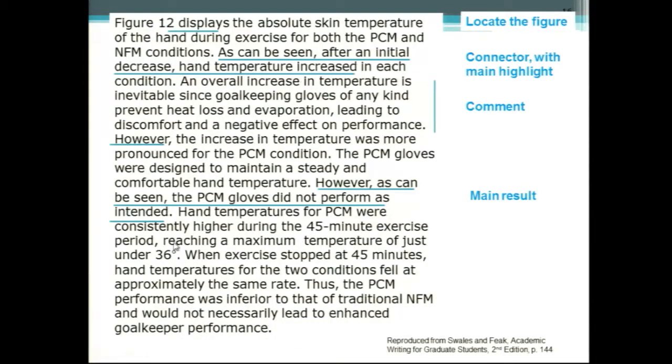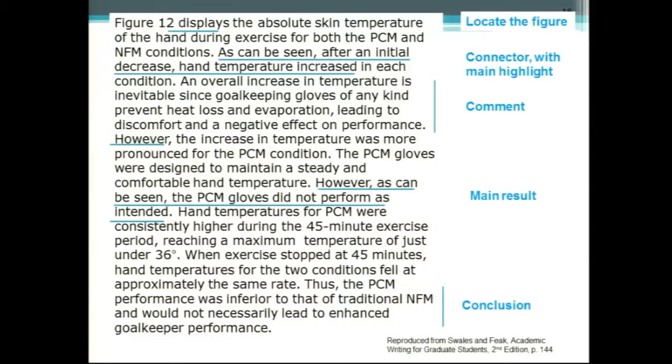And then a comment here: "hand temperatures for PCM were consistently higher," and so on. They go into more detail about how it reaches the highest temperature of 36 degrees. Then they describe the line in a little more detail: when exercise stopped at 45 minutes, hand temperatures fell, and so on. And then finally, in our last sentence here, "thus."